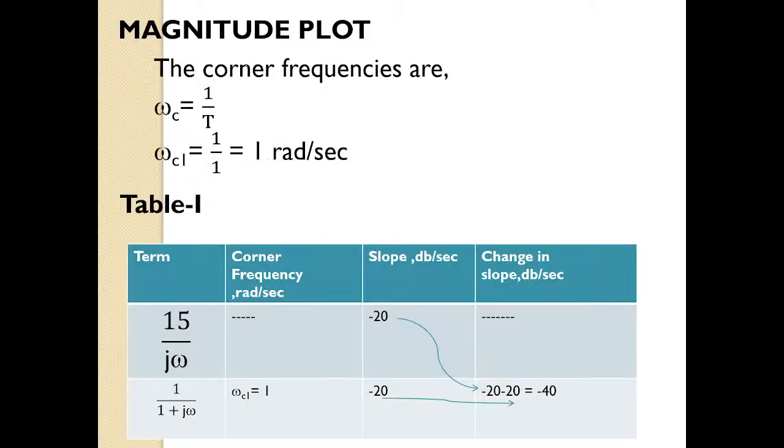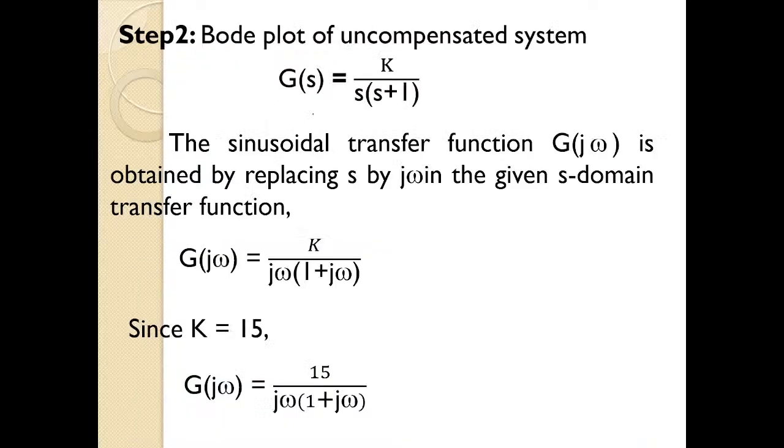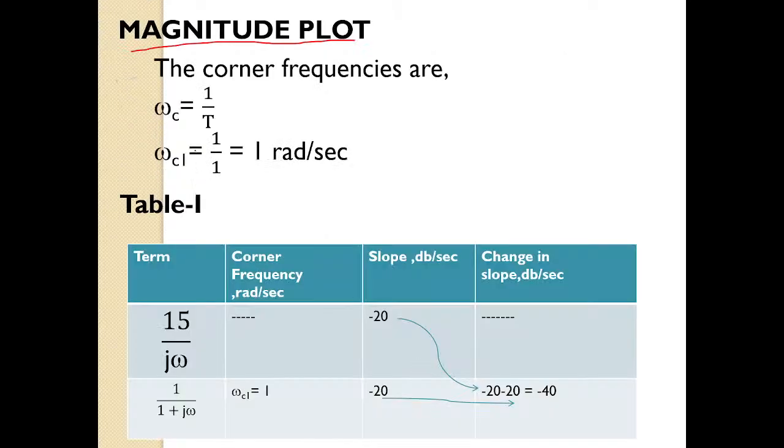Okay then. Now let us go for the magnitude plot. Now how many factors do we have here? One integral factor. So let us see the last equation. One integral factor and one first order denominator factor. Two factors we have. So for the first order denominator factor, we can determine the corner frequency.